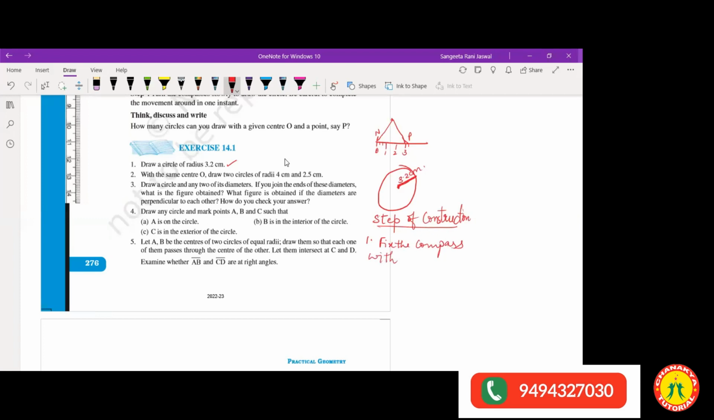Please write down: fix the compass with pencil and measure 3.2 centimeter on the scale. This was the first step. Then what we did? Then keep the compass pointer at a fixed place and move the pencil around it.